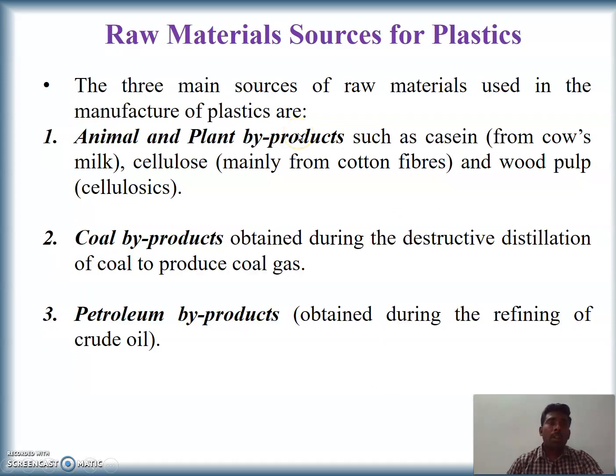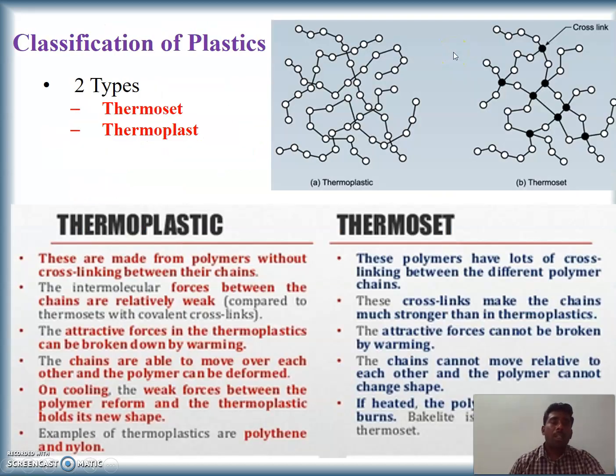Some of the raw material sources for plastics are animal and plant byproducts such as casein, cellulose, and wood pulp. Coal byproducts and petroleum byproducts also act as raw material sources for plastics. And the classification of plastics is of two types. One is thermoset, another one is thermoplast.